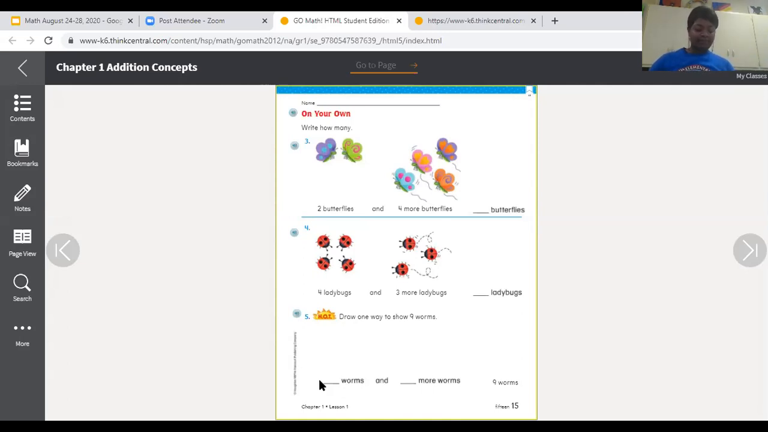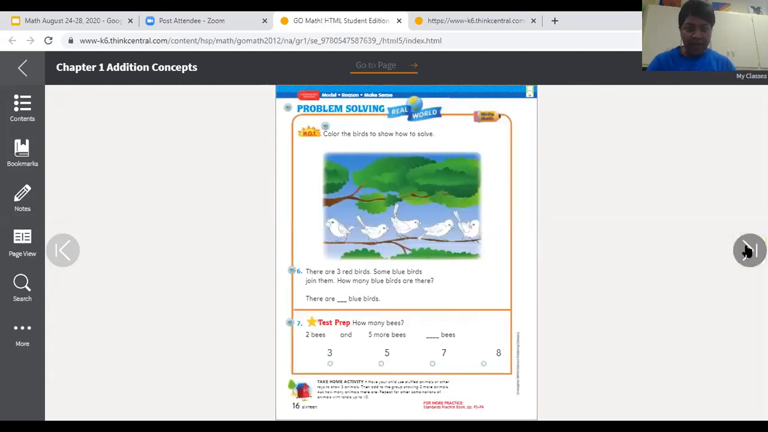Let's see. You know what? Let's see what's right here. I want you to go to the problem solving. And if you would like, you can use crayons to help you. And this is another hot problem. So I'm going to erase. All right, let's see. We're going to color the birds to solve. There are 3 red birds and some blue birds join them. How many blue birds are there?